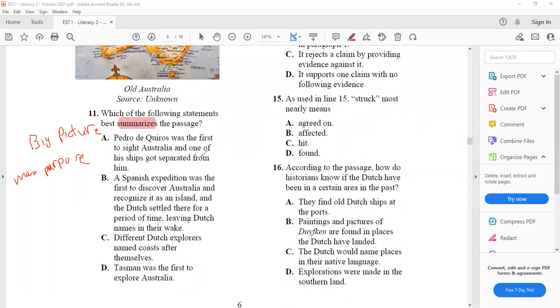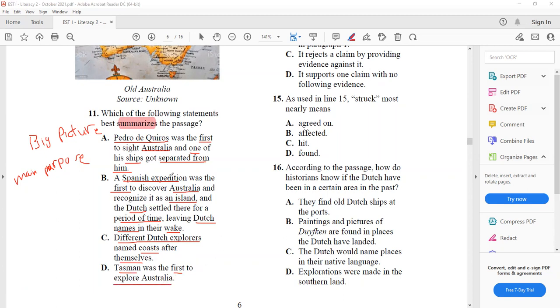What are the keywords here, mister? As you can see, the keywords. The first one: Australia, ships separated from him. The second one: Spanish expedition, first Australia, island. Dutch, period of time, Dutch names in their wake. The third one: different Dutch explorers, coast themselves. The last one: Tasman first explore Australia.